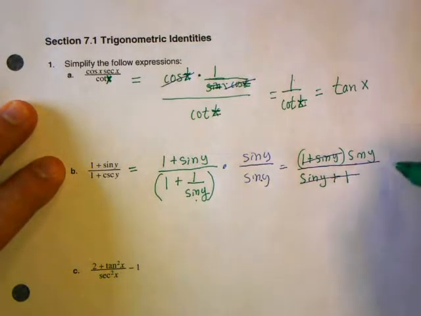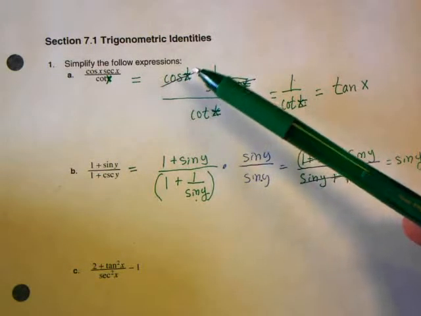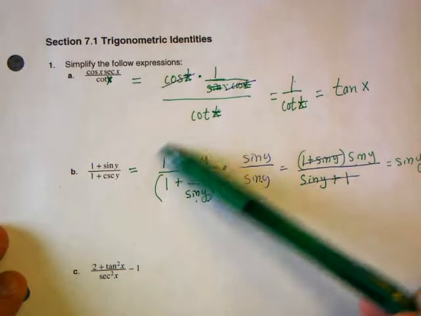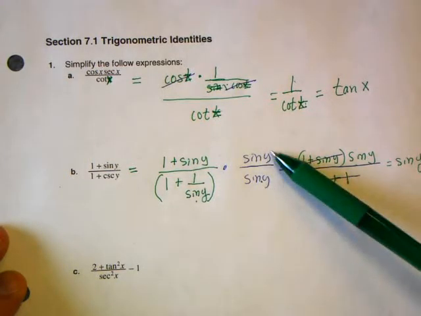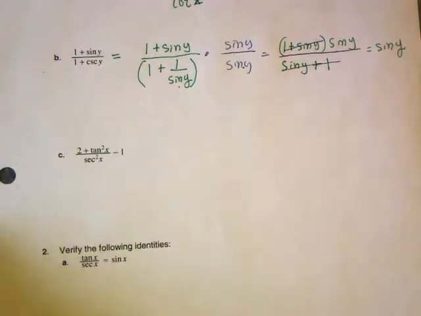Sine y. All right. So so far we've learned two techniques. Technique number one, we convert things to sines and cosines. Technique number two, when we have complex fractions, we multiply to eliminate the complex fraction. Very common techniques. How about C?